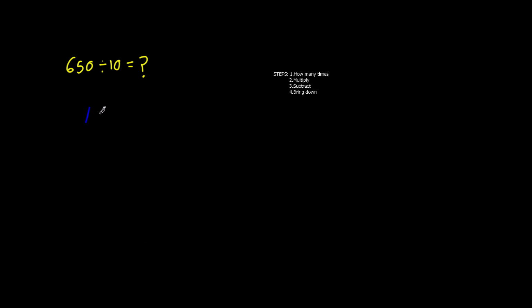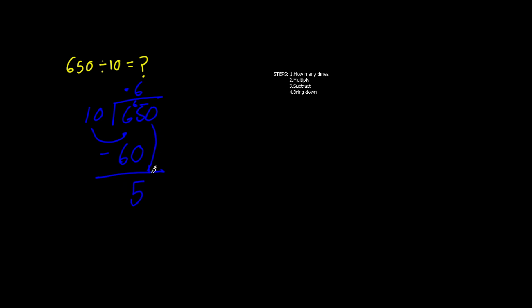We have 650 divided by 10. 10 cannot go into 6. I'll place that dot over there. Carry that 6 over to the 5. 10 can go into 65 at least 6 times, right? Then 10 times 6 will be 60. So I subtract, and then 65 minus 60 will give us 5.